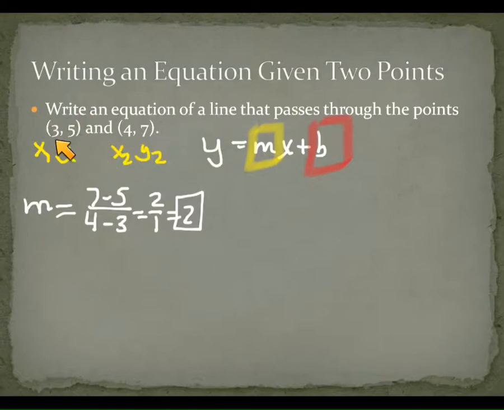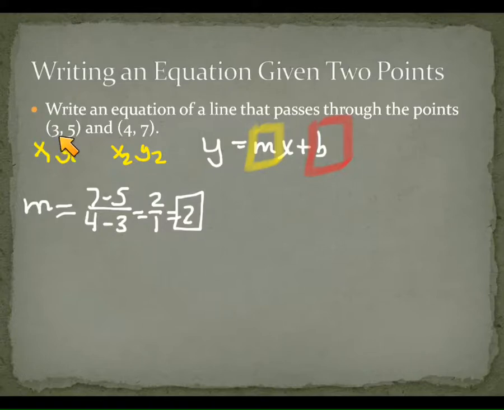It doesn't matter which of these coordinates you pick for x and y. But if you pick this for x, you need to pick this for y. Or if you pick this for x, you need to pick this for y. You have to pick them in pairs, or the ordered pairs they're in. Okay? Let's say we're going to use the first set.